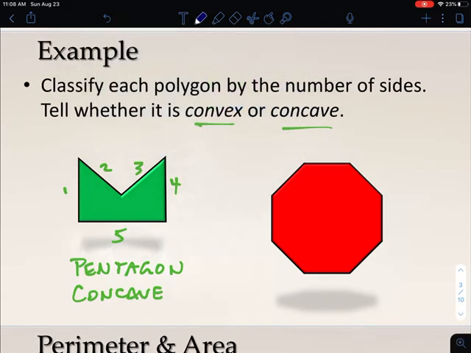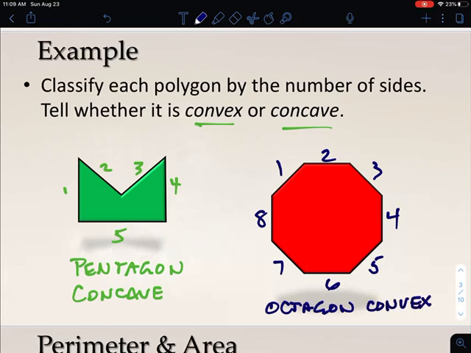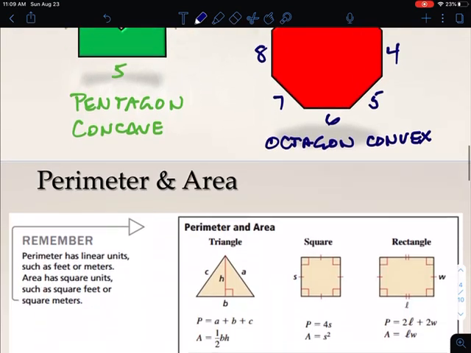Whereas the red figure, if we count up, has 1, 2, 3, 4, 5, 6, 7, 8 sides. So that would be an octagon. And since none of the sides cave in towards the middle, this would be a convex octagon. So knowing how to name the figures based on sides, and knowing whether they're convex or concave.